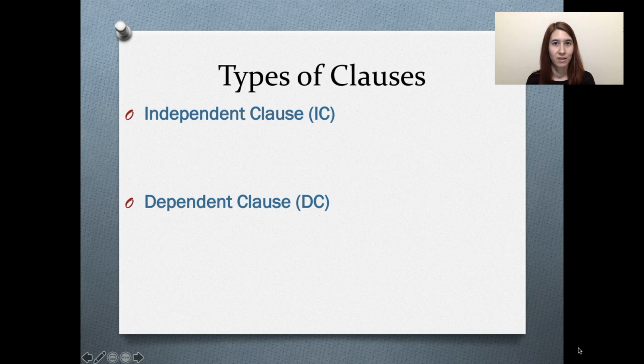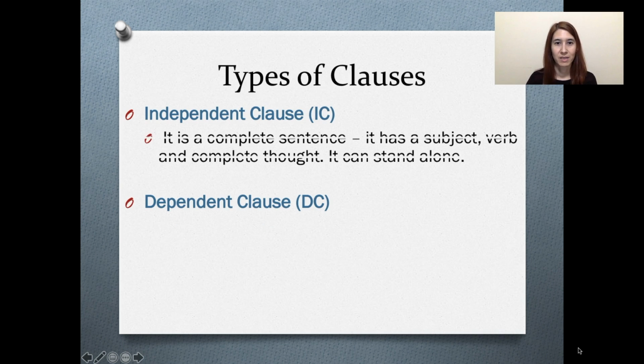An independent clause, or IC, would be a complete sentence. This has a subject, verb, and complete thought. It can stand alone. Think of yourself. If you are independent, you don't need help from anybody else. You can survive on your own. That's just like an independent clause. It can be by itself. It can stand alone. For example, I am happy. This would be an independent clause, also known as a complete sentence.